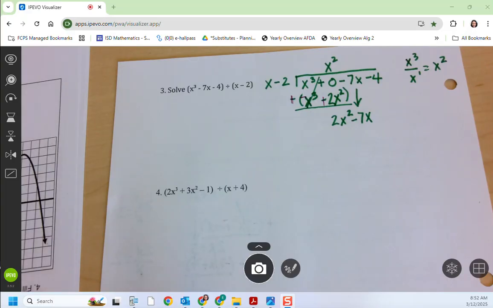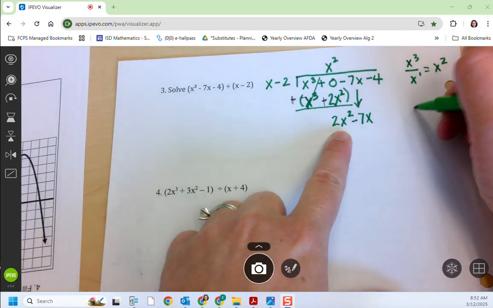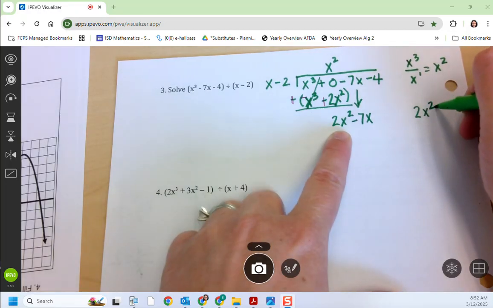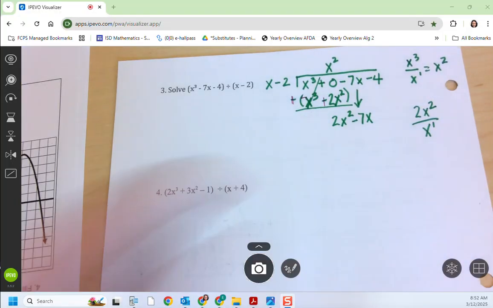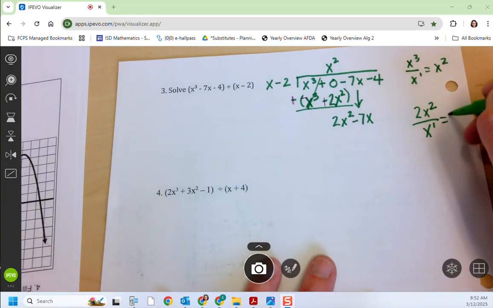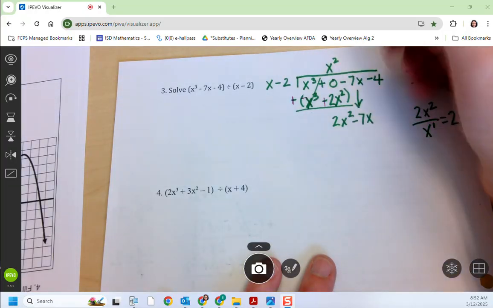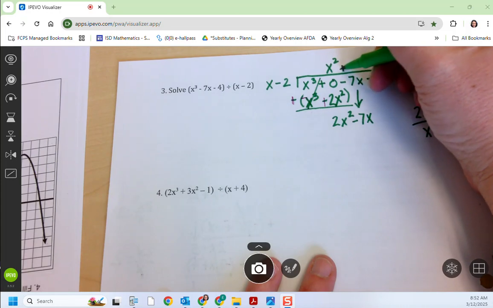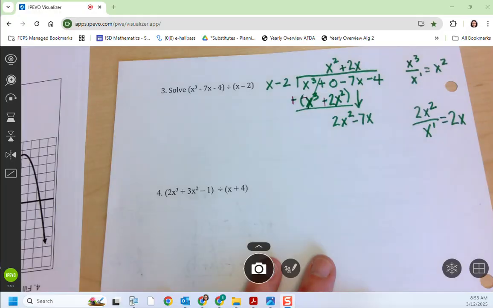And then you divide first term by first term. So 2x squared divided by what? X is right, this x right here. So you're going to keep the 2. You're going to subtract your exponents and get 2x to the 1. And since it's positive, put a plus in front. So I noticed a couple of you don't have any plus or minus there. Look at your paper and make sure you have a plus in front.